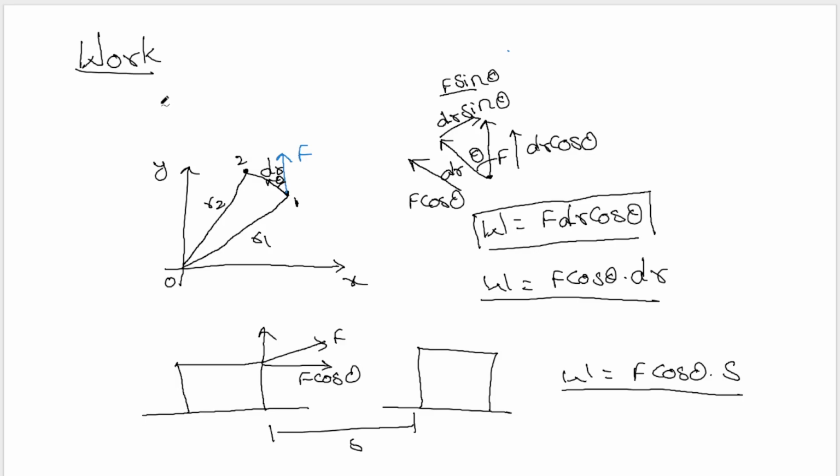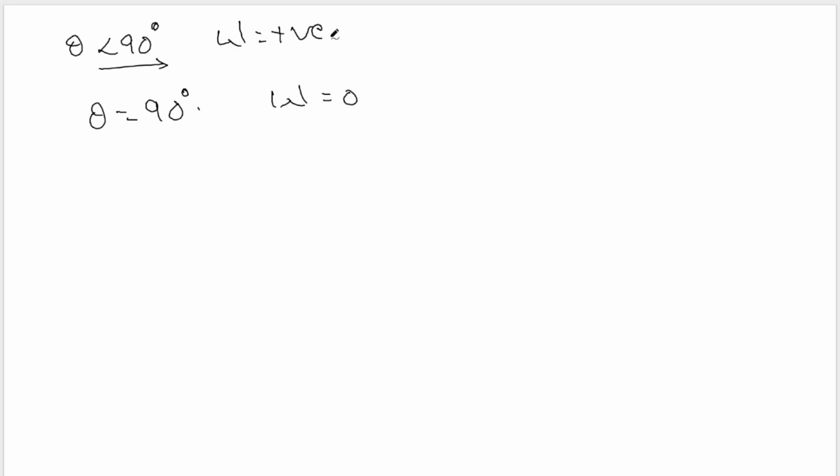So according to the theta, we can get work as positive, negative, and zero. If we consider theta less than 90 degrees, we get positive work. And if we consider theta equal to 90 degrees, the work is 0.